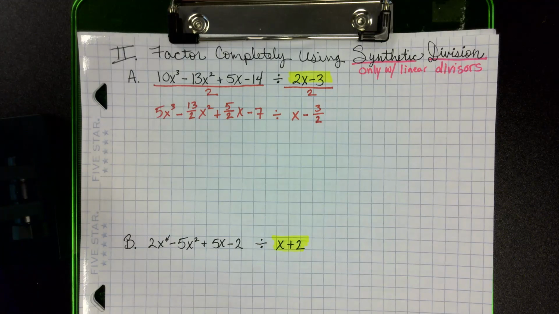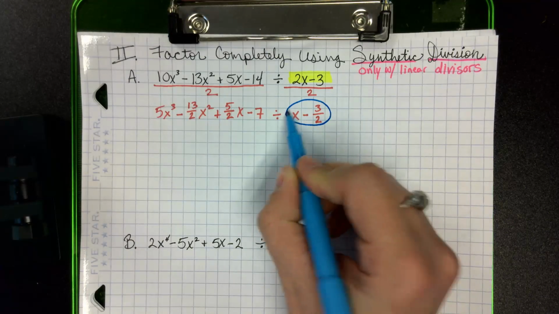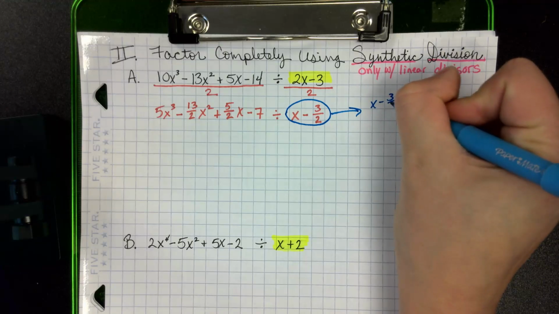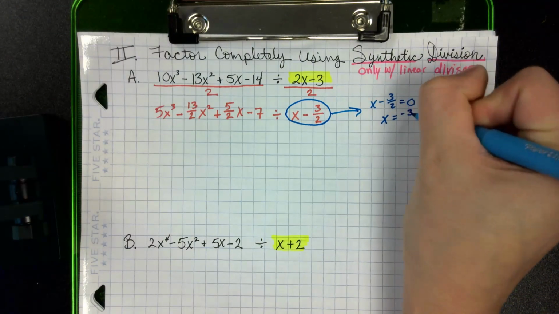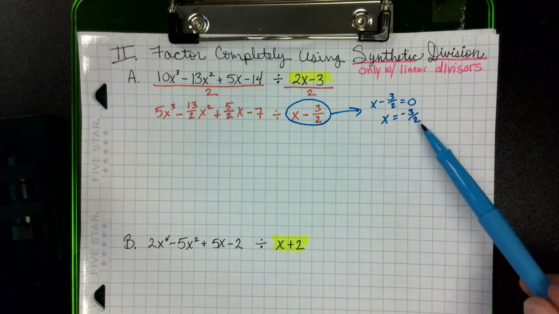When you do long division, you divide by the factor, right? Before it was like x plus 3, the 2x minus 3, this one down here, the x plus 2. When you do synthetic division, you're not dividing by the factor, you're going to divide by the 0. So you have to take this to the side, x minus 3/2 equal to 0, so x equals negative 3/2. So we're going to divide by the 0, the negative 3/2.